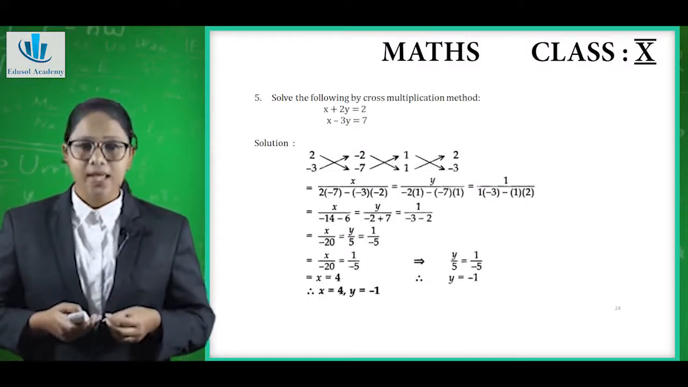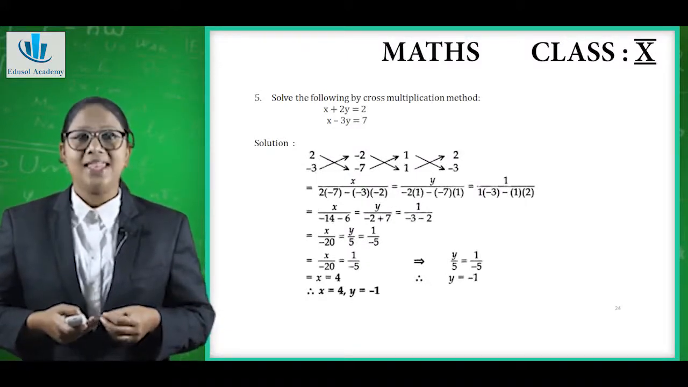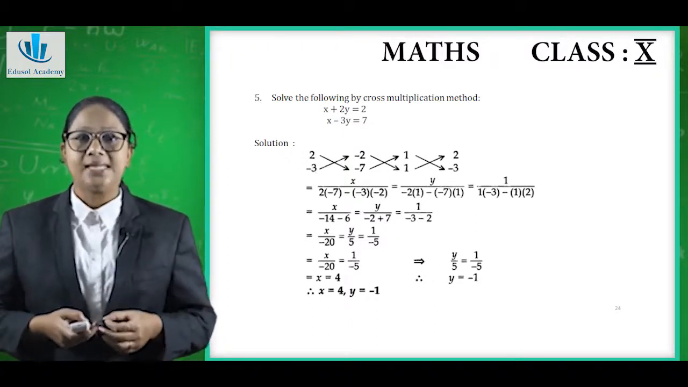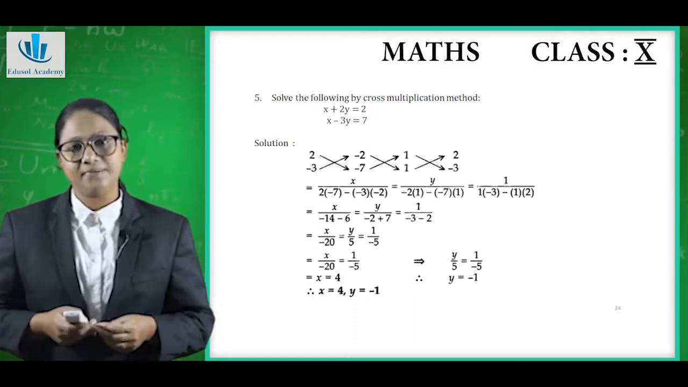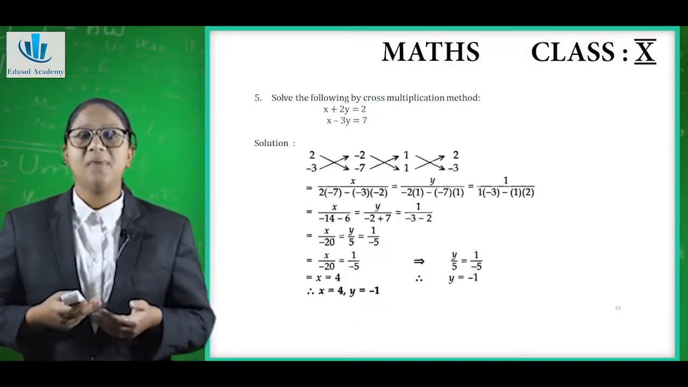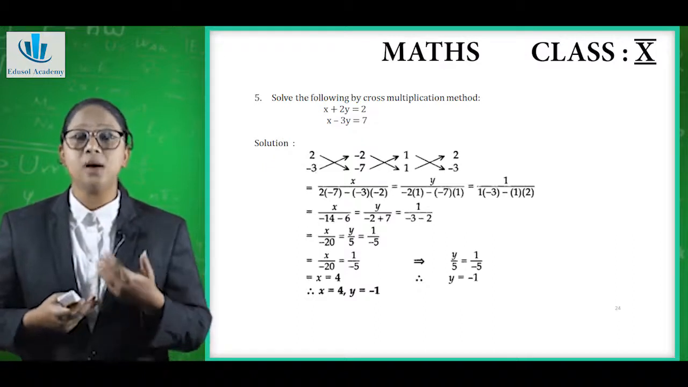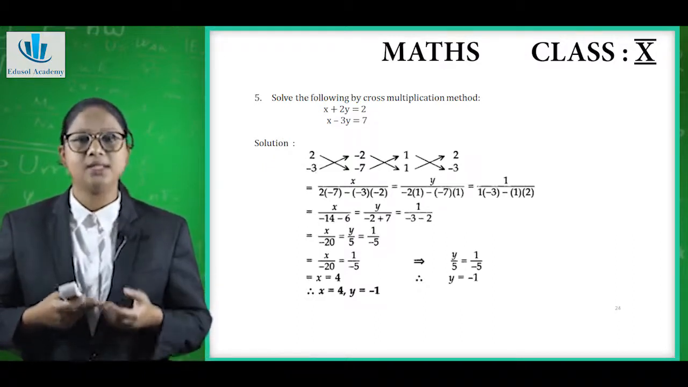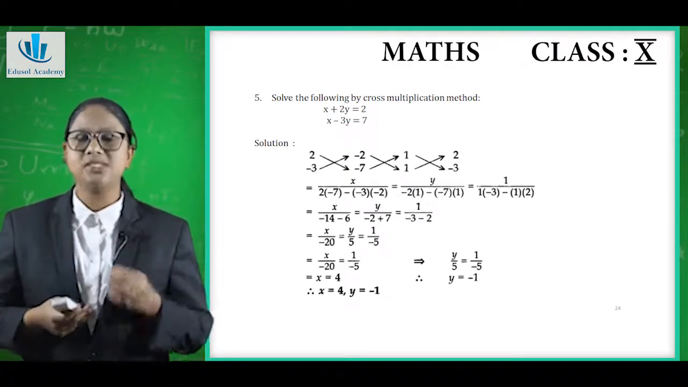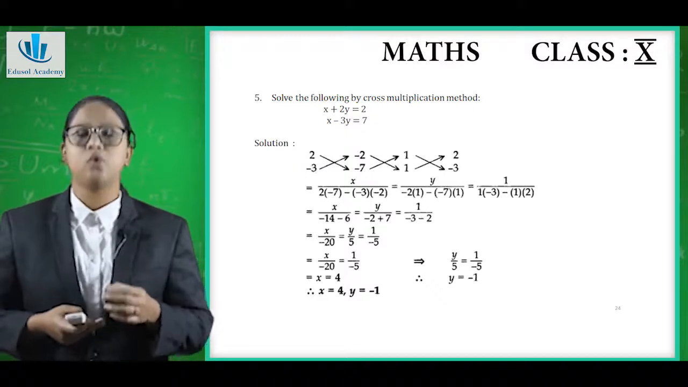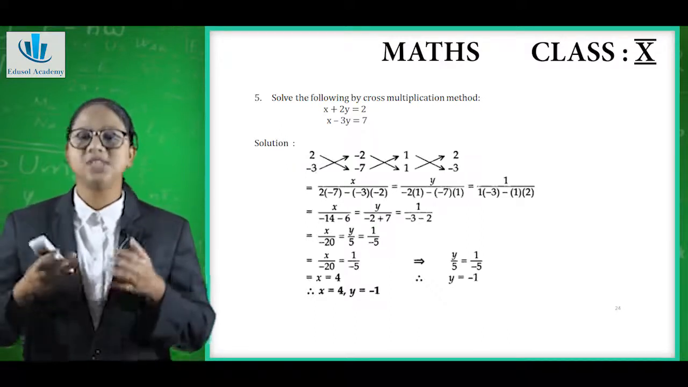Solve the following by cross multiplication. The equations are x plus 2y is equal to 2, x minus 3y is equal to 7. We know that the first method that comes to our mind when we see an equation is the elimination method. That's by default, because that's the simplest one, but they had specifically asked for cross multiplication. So we have to stick to that.